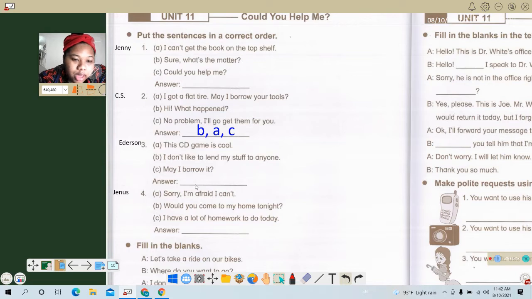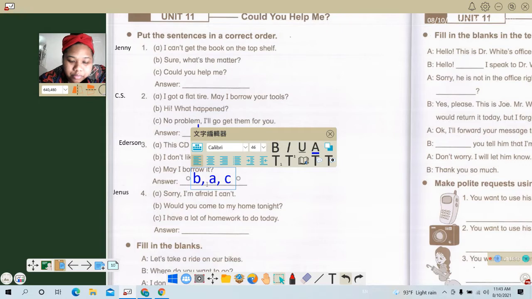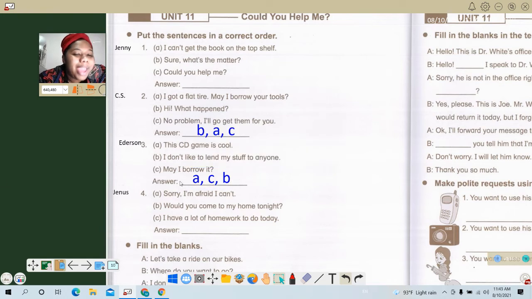ACB. Let's see, ACB, right? Now, who can read following A, C, and B? Ryan.